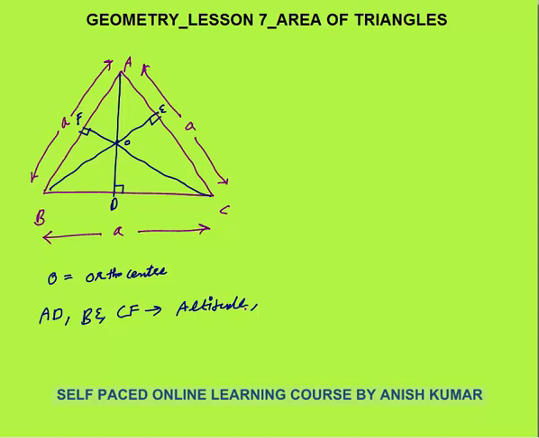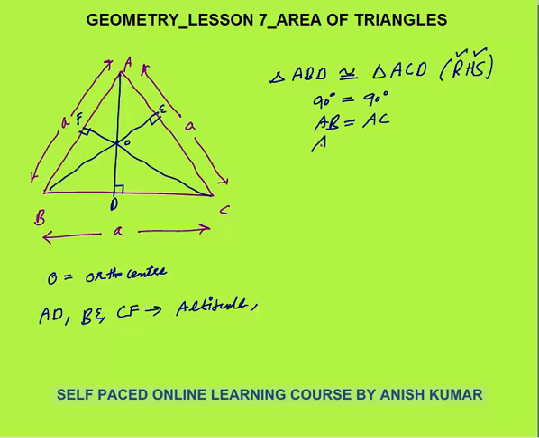Now, I can also prove that triangle ABD is congruent to triangle ACD. So why is this congruent? This is congruent by RHS. RHS congruency. You can see that both triangles are right angle triangles. So 90 degrees equals 90 degrees in both the triangles. AB is equal to AC. The hypotenuse is equal, so the right angle is there, the hypotenuse is equal. What about the common side? AD is the common side in both the triangles.